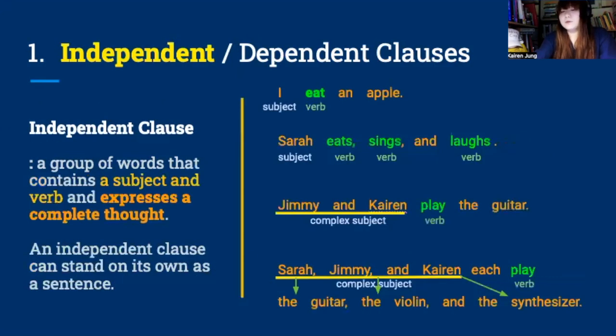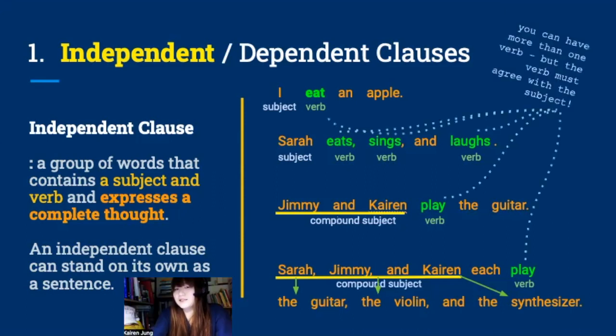Let's look at some examples. Remember that an independent clause is a group of words with a subject and a verb, which expresses a complete thought. An independent clause must also be able to stand on its own as a sentence. Here are some examples of independent clauses. I eat an apple. Okay, so far so good. But what about Sarah eats, sings, and laughs? You can have more than one verb in an independent clause, so far as the verb agrees with the subject.